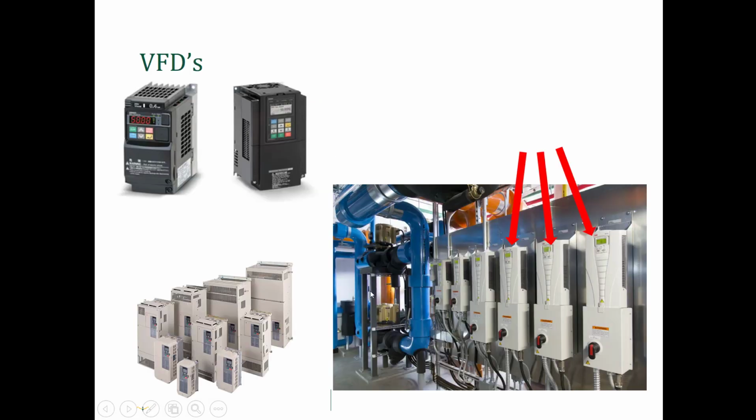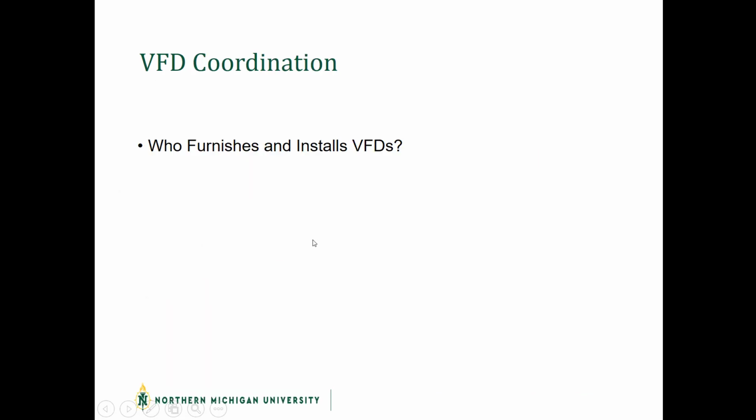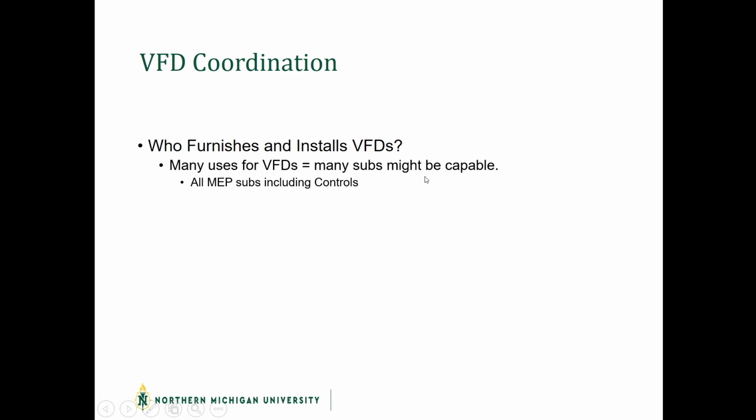So your VFDs look something like this. Very typical. They're interchangeable. You can go from air handling units to pumps to motors to whatever else it might have to be. So that's why it's a little bit challenging with coordination. I like to talk about that too. So the big question is who has to furnish and install them, right? This comes back to scope writing. There's a lot of different uses for VFDs. Many subs might be capable of purchasing and installing them, right? And all subs are basically including controls on their equipment.